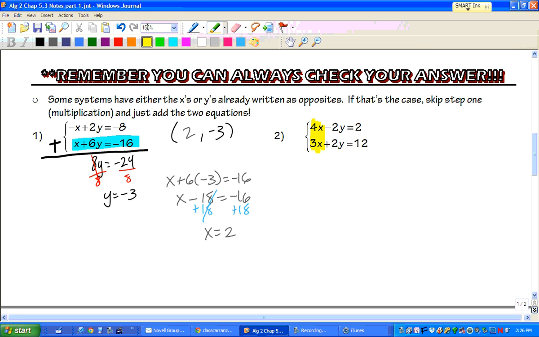So those are the x's, the y's, and our numbers. Which ones cancel out right away? Well, in this one, it would be your y's because it's negative 2 and positive 2. But then we're going to go through and solve the rest of it. So 4 plus 3 gives us 7x, and 2 plus 12 gives us 14. To get the x by itself, divide both sides by 7, and we get x equals 2.